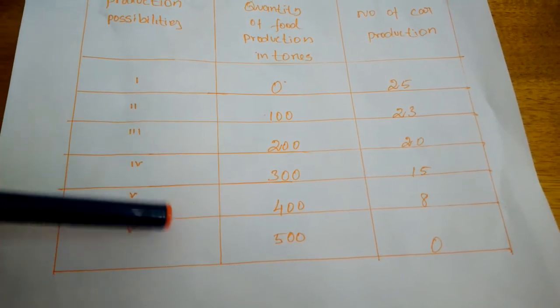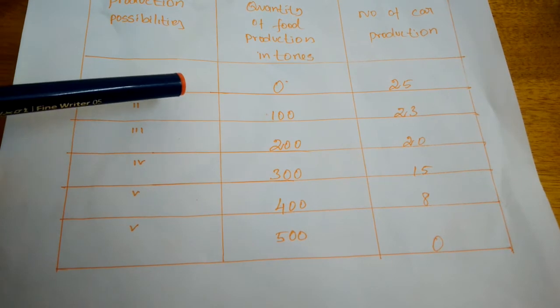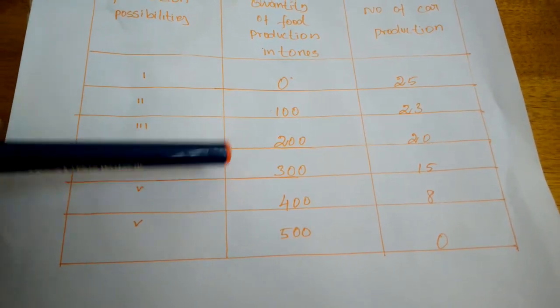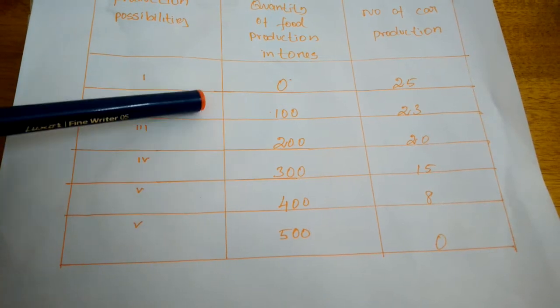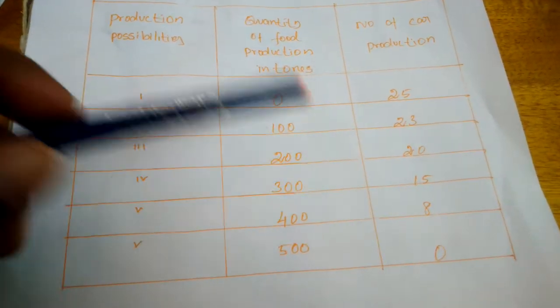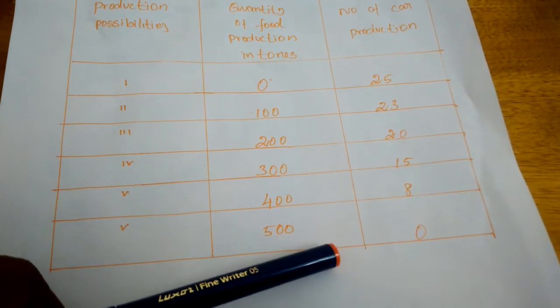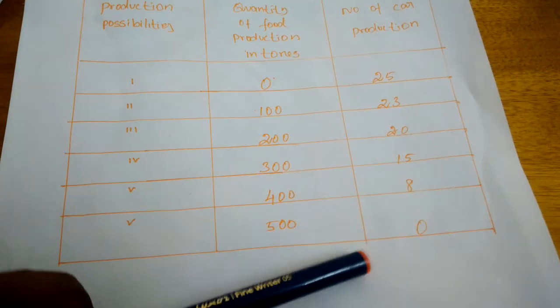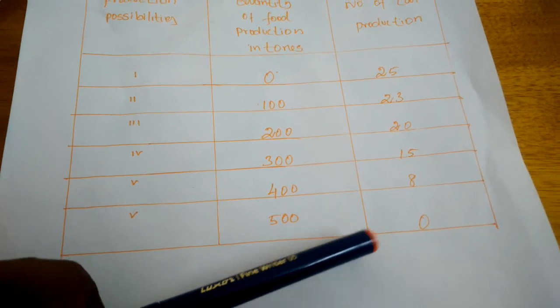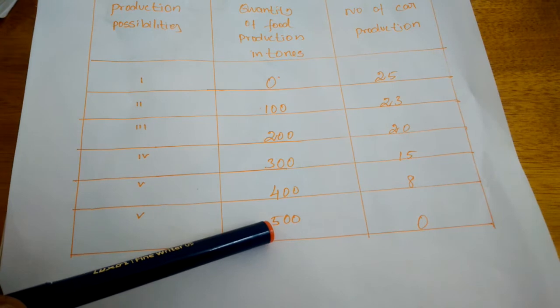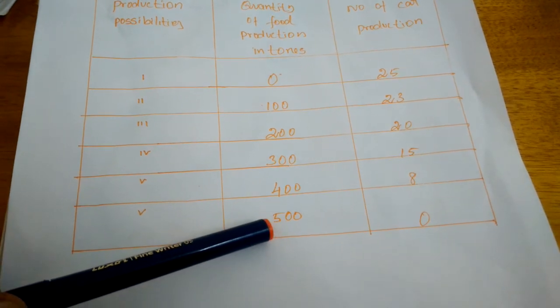Suppose our economy is a developing nation, we can use the 4th possibility, because developing nations require food and luxury items also. Suppose our nation is underdeveloped, so many of the people do not have food or the basic necessities of life.